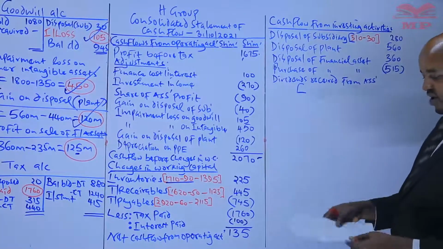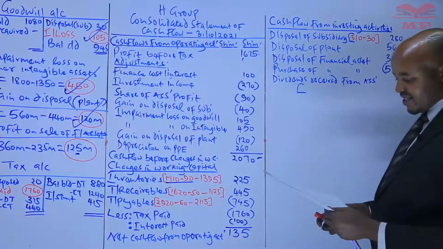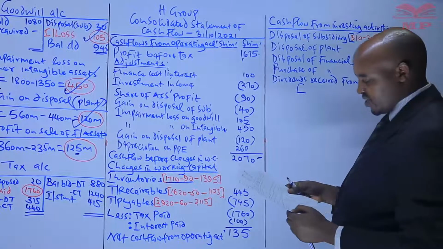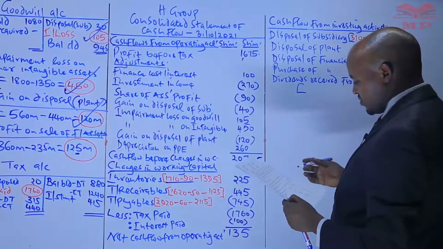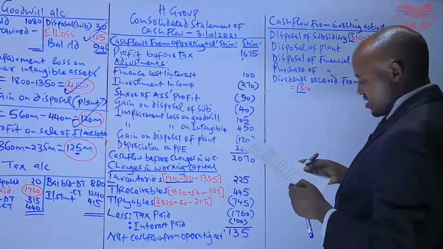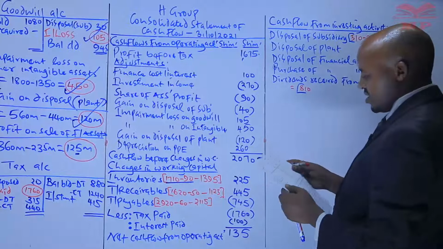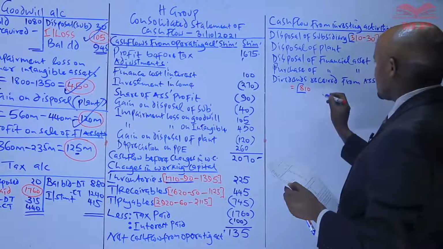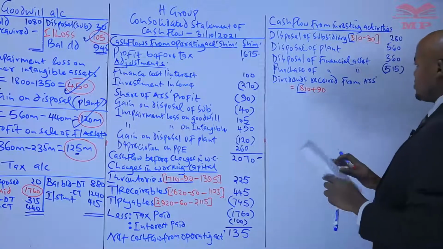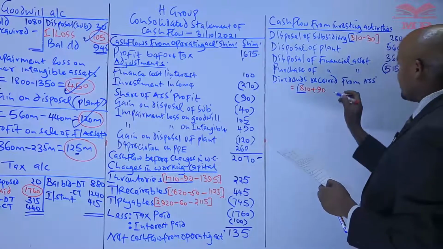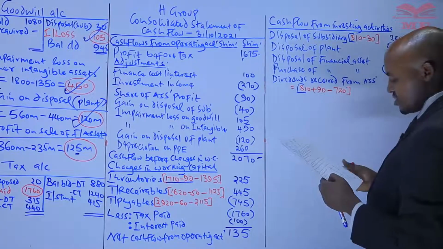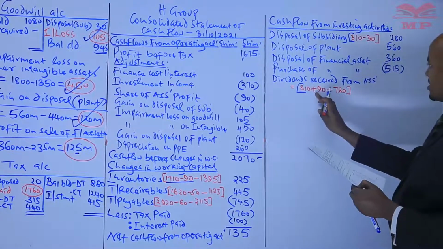One, we take into account the investment in associate at the start of the year, which is a component of non-current assets. We go to the statement of financial position. Investment in associate at the start was 810. And then to this, we add the share of associate profit in the income statement, which is 90. So we add the 2, and then we less the investment in associate at the end of the year, which is 720.